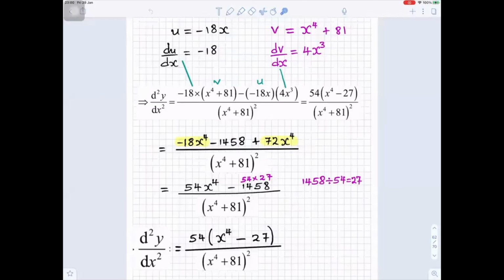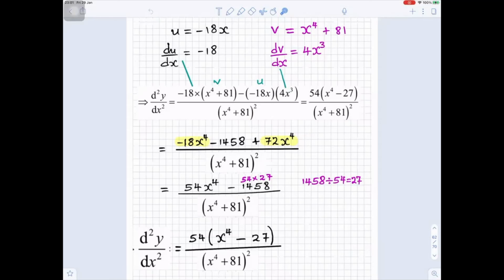Now we're going to substitute into the quotient rule formula. So d squared y over dx squared is equal to minus 18, and v is x^4 plus 81, because it is v du over dx, minus u, which is minus 18x, times dv over dx, which is 4x cubed, all divided by v squared. And v is x^4 plus 81, so v squared is x^4 plus 81 all squared.